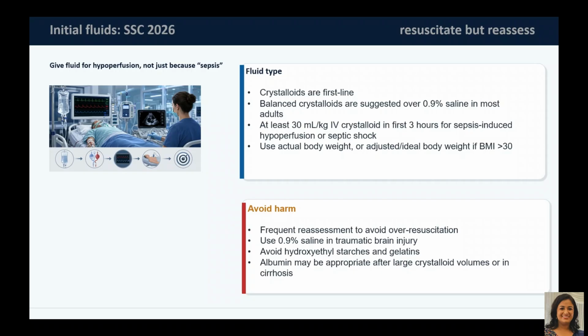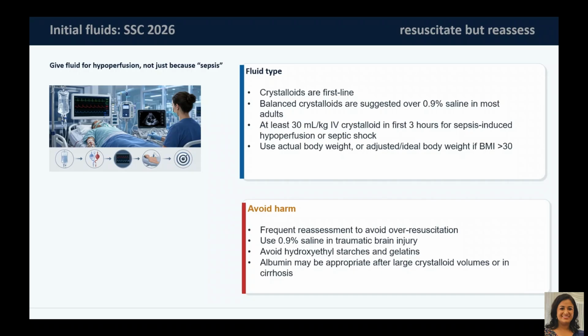So over the years, with evidence, they have identified that for the septic patient, we need at least 30 ml per kg of crystalloid during the first 3 hours. So imagine now your patient is about 50 kilograms. So at least 1.5 liters of crystalloid has to be given within the first 3 hours. That means roughly about 500 ml of fluid has to be given per hour for 3 consecutive hours to achieve this. That is for a 50 kilogram person. Okay. So if the patient is having a high BMI, you're going to calculate the ideal body weight and infuse it.